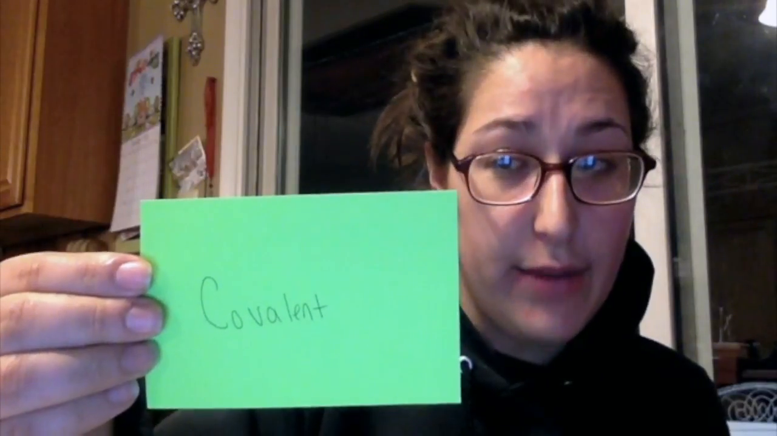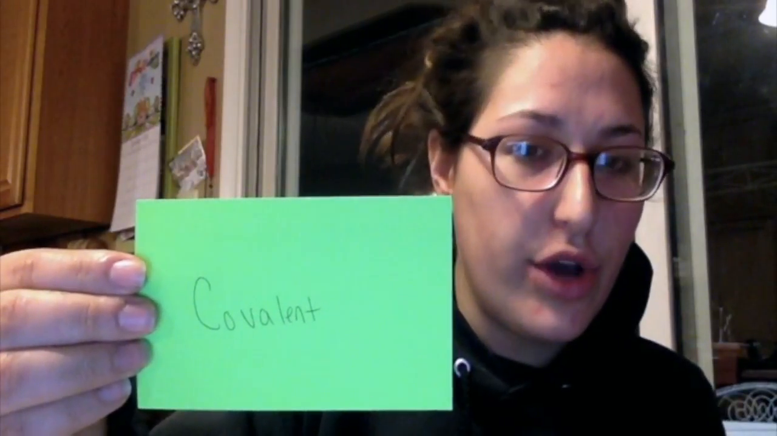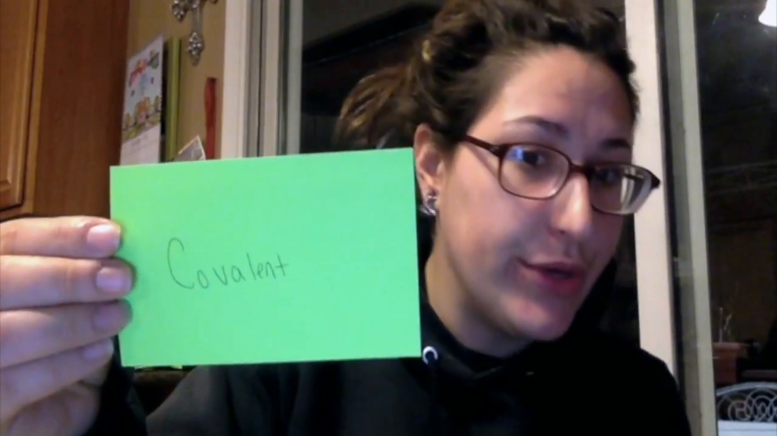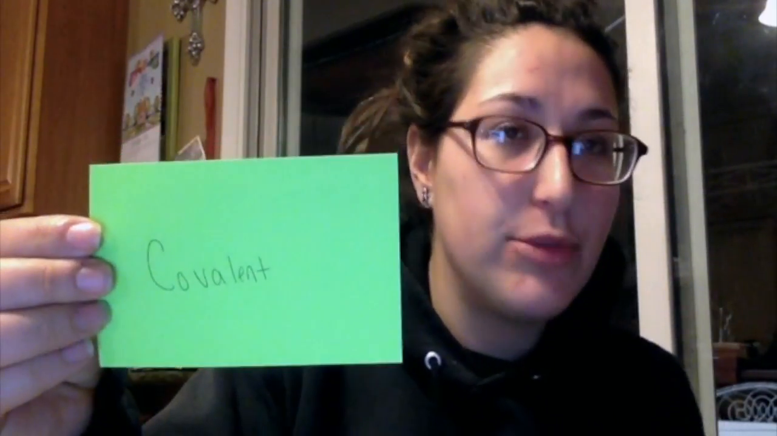So, first up, for our covalent bonds. This is when two atoms share an electron. So that would be like H2 or O2. It's just that, two atoms sharing an electron. And out of our three bonds, these are the strongest bonds.